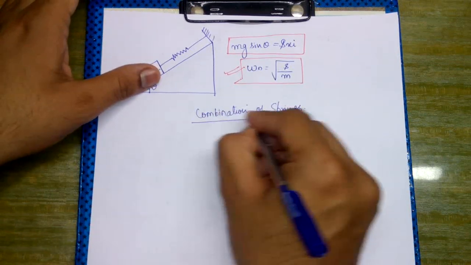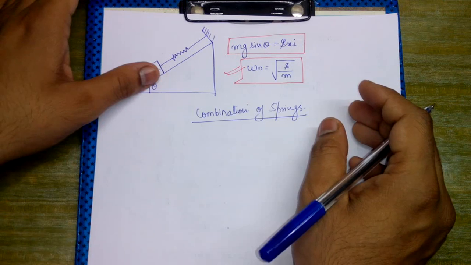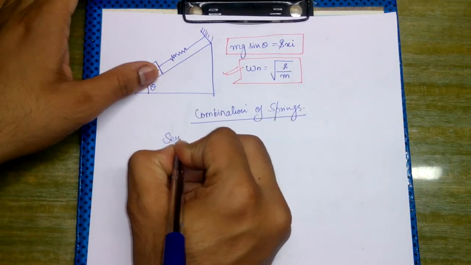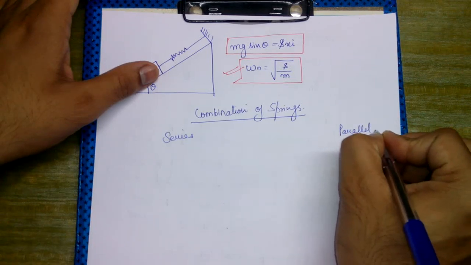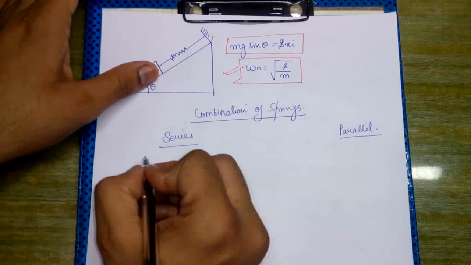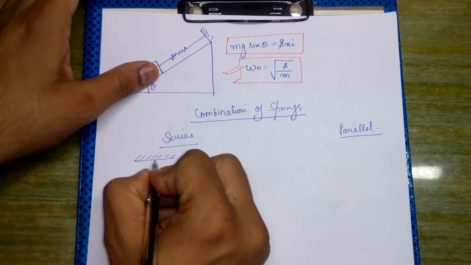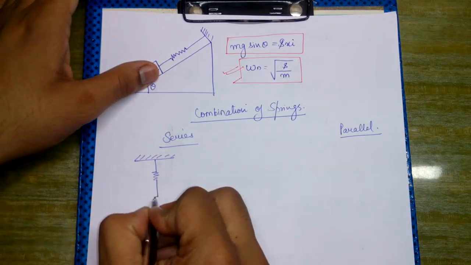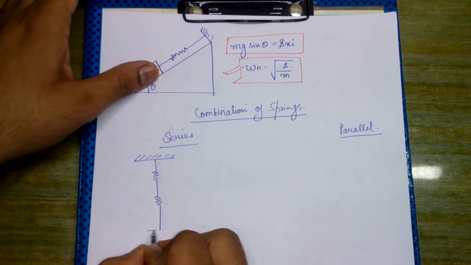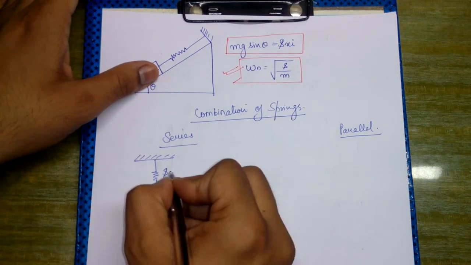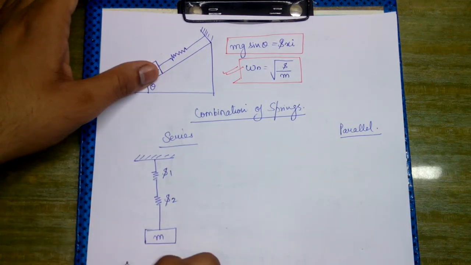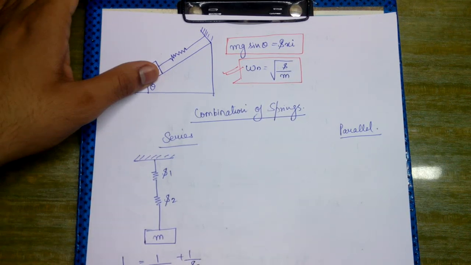of springs. We will now start with the combination of springs. Okay, the springs can either be attached in series or they can be attached in parallel. So in case of the series, the springs are attached end to end like this. Say this is a mass M, stiffness is S1, stiffness is S2. So equivalent stiffness: 1 upon S equivalent is equal to 1 upon S1 plus 1 upon S2.